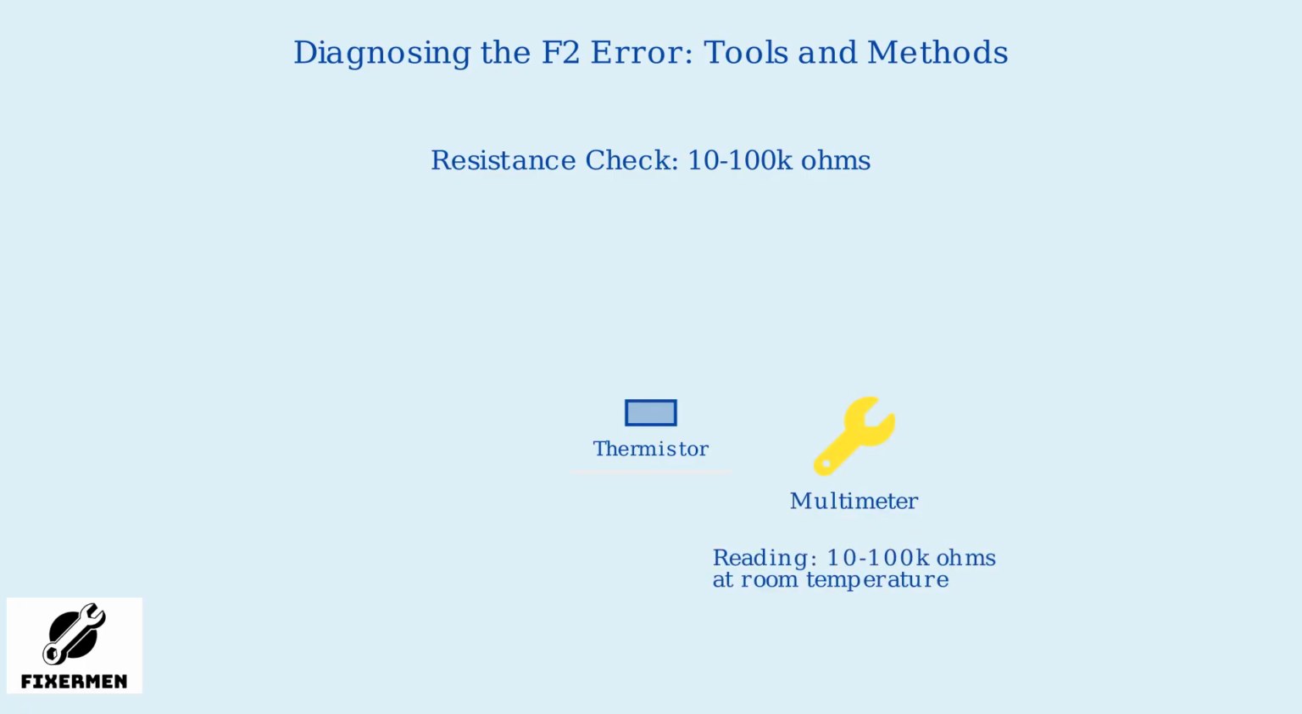Diagnosing the F2 error starts with checking the sensor's voltage. Use a multimeter to measure the voltage at the sensor terminals. A healthy sensor should read approximately 5 volts DC. Next, measure the sensor's resistance using the multimeter. A healthy evaporator temperature sensor should read between 10,000 and 100,000 ohms at room temperature.